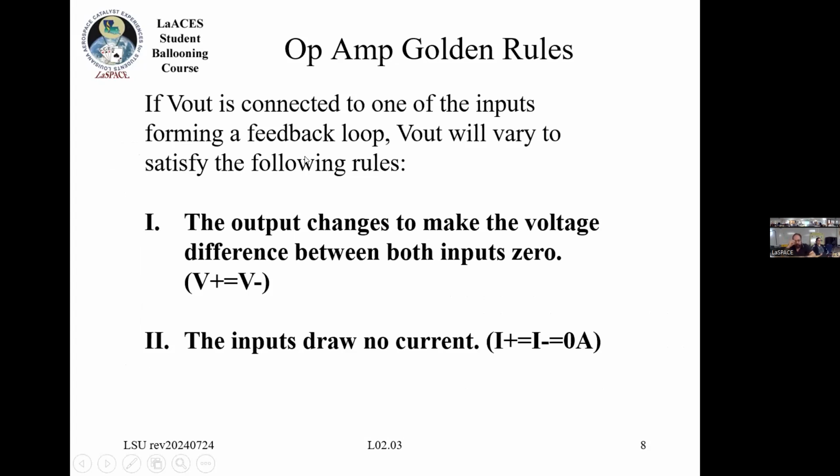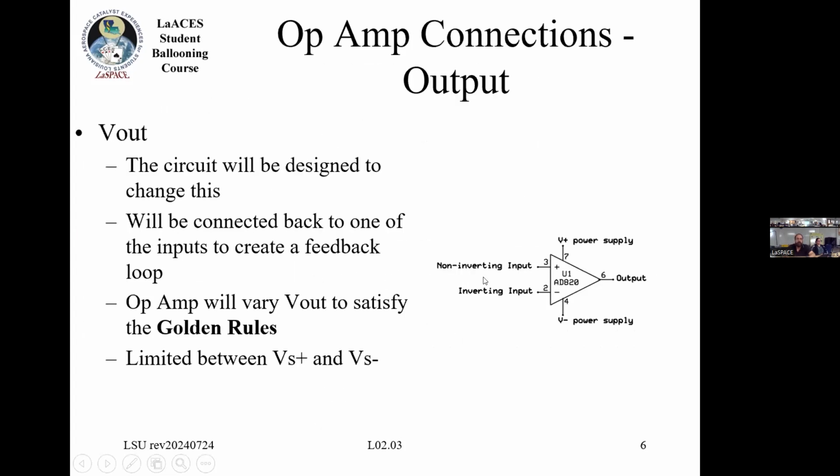So if you have a circuit and you're like, I don't know what this is actually going to do, what's going to happen is the op amp is going to change V out so that the difference between the two inputs is 0. So basically they're at the same voltage. And then the other rule is that current cannot flow in or out of the inputs, right? So it's going to modify this pin here so that pins 2 and 3 are at the same voltage, but you can't have any current going into pin 2 or out of pin 2 or into pin 3 or out of pin 3.